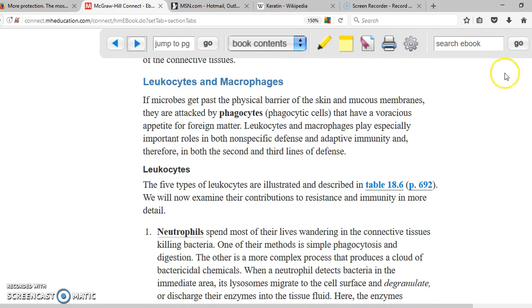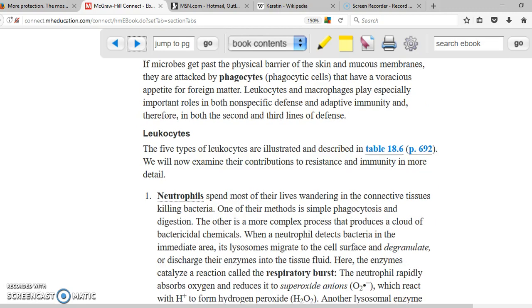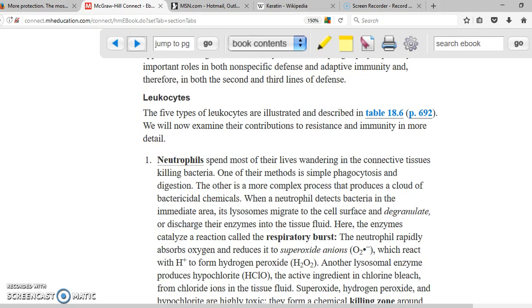The next one that is also non-specific is the leukocytes as well as macrophages, in other words, cells. We have in here the leukocytes, which are going to be the white blood cells. We have some of them right here. Neutrophils, obviously, are going to be the main cells in charge of destroying microorganisms based on phagocytosis. That's one way in which they destroy the microorganisms.